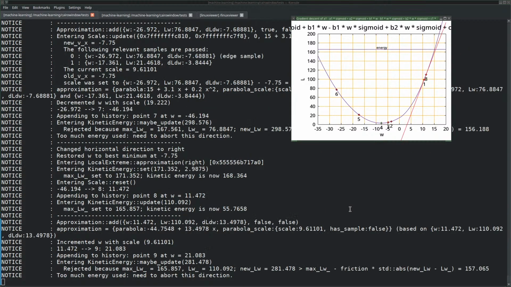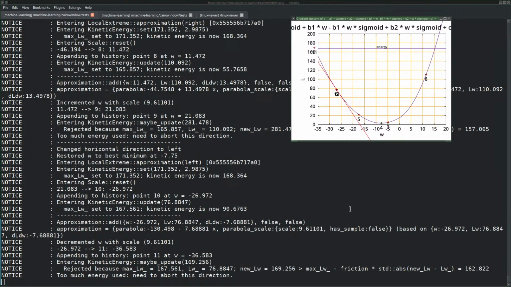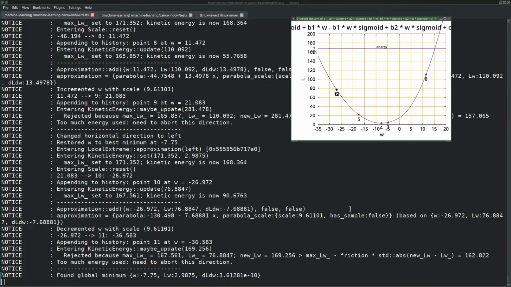And now jump to 8 and then the end, I think. What? Jump back? Found global minimum. Yeah, that's good. Tiny little difference. It should not have jumped back. Again.